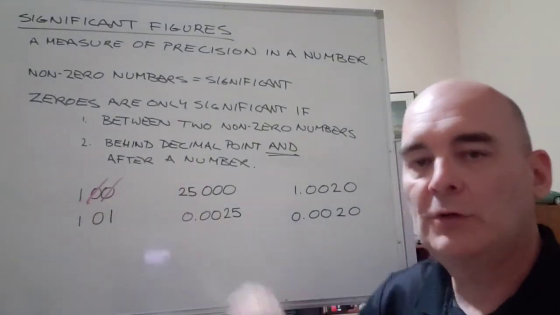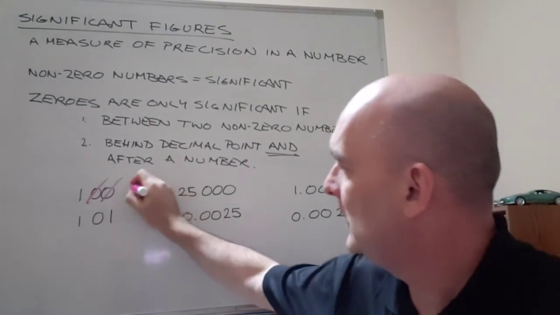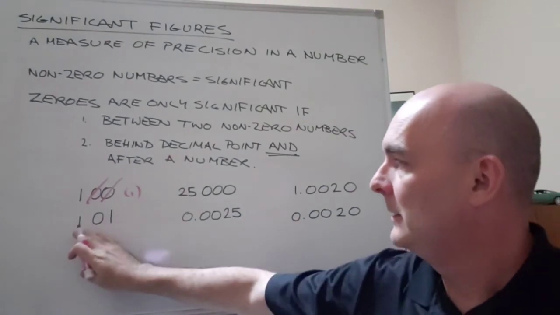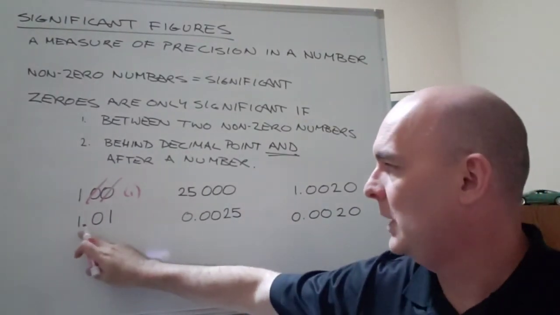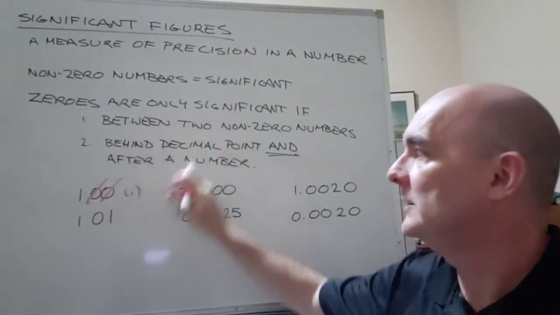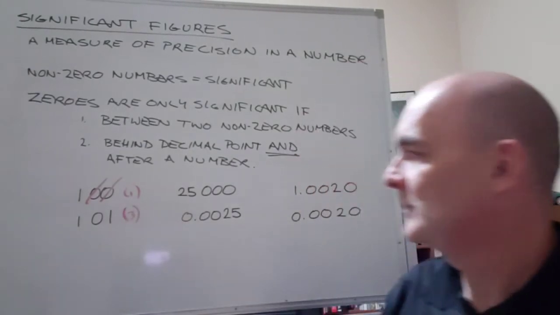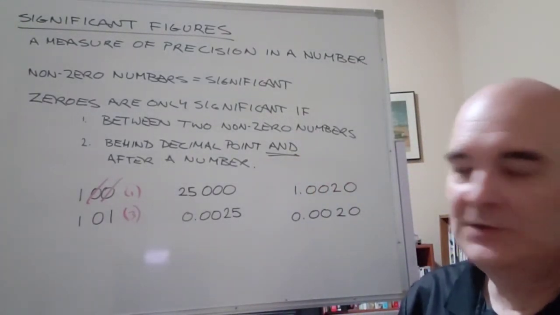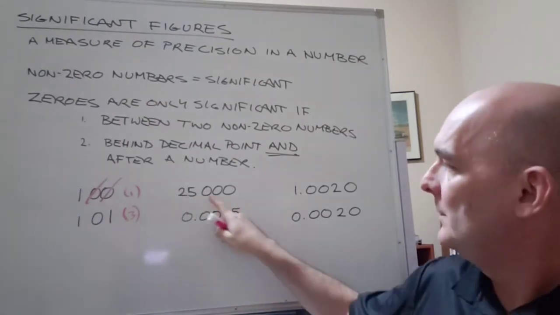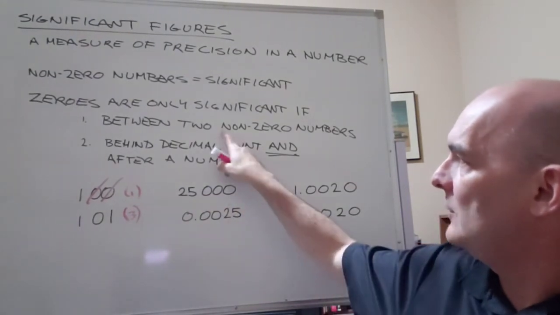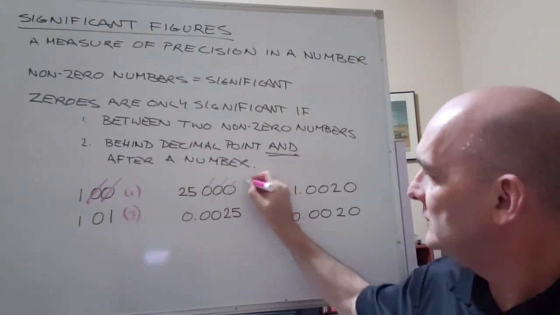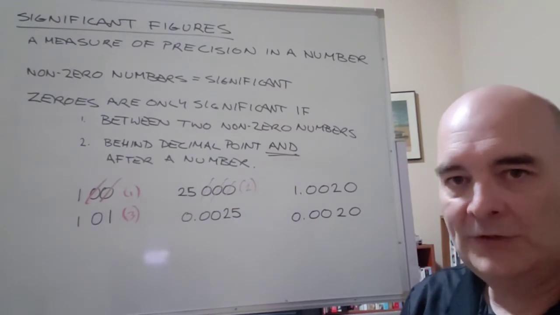The number 100 has one significant figure. The number 101 has a 1, another 1, and a 0. That 0 in the middle is between two other numbers, so this has 3 significant figures. 25,000 is a 5-digit number, but these zeros are not between any other numbers and they're not behind the decimal point, so they don't count. The number 25,000 only has 2 significant figures.